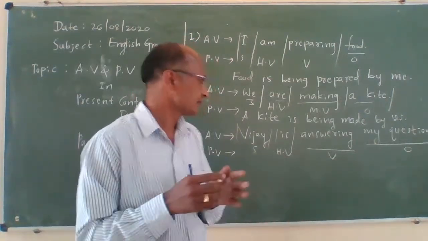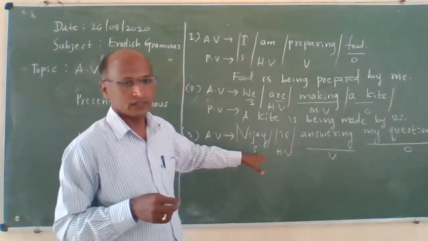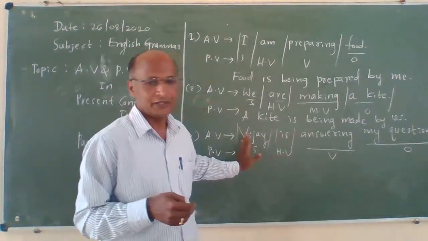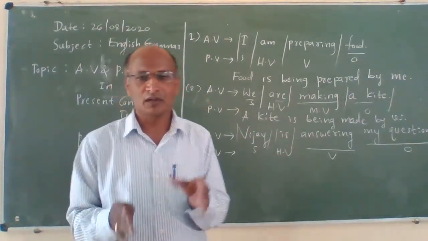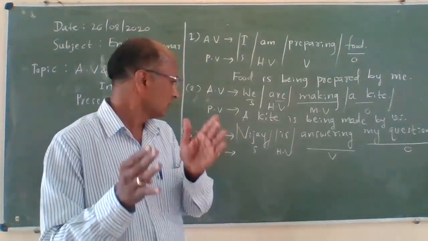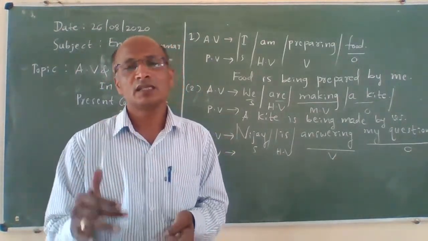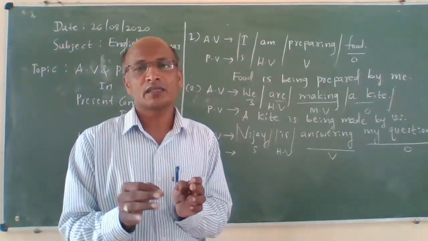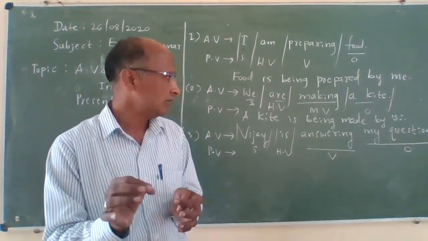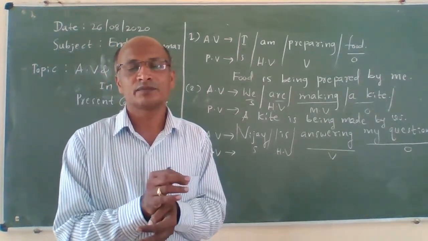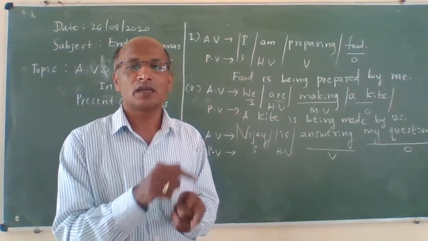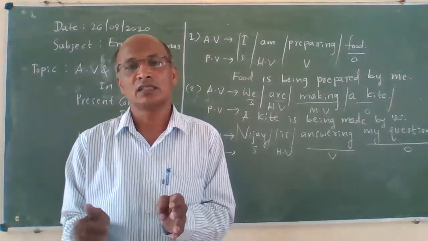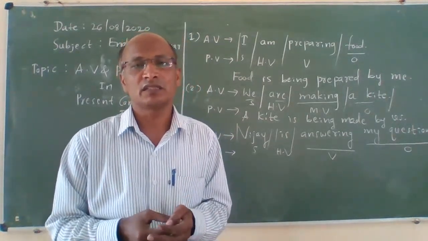Understand properly. Okay, let me repeat the answer. Vijay is answering my questions. This is active voice. The passive voice of this sentence is my questions are being answered by Vijay. This is passive voice. We have changed from one sentence to another without disturbing the meaning of the sentence.